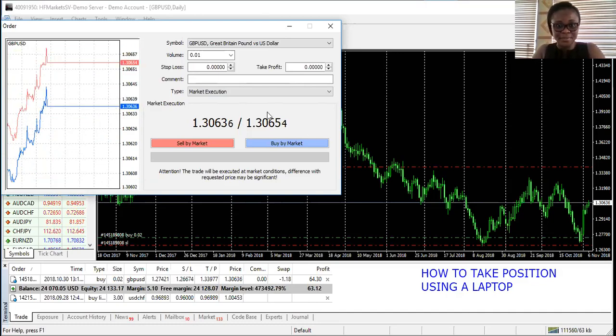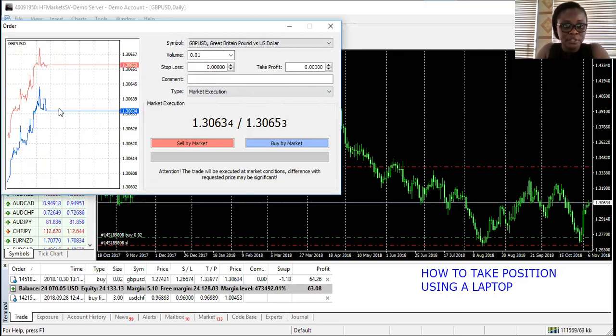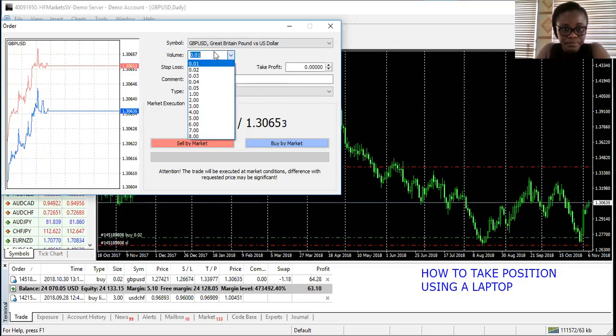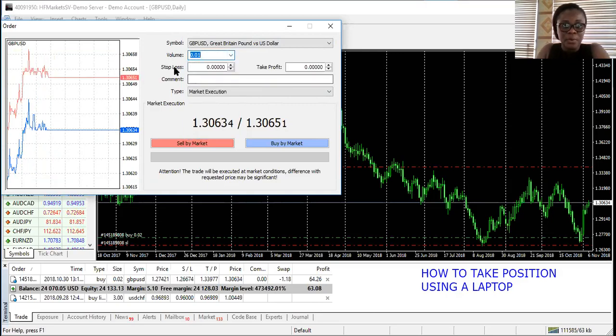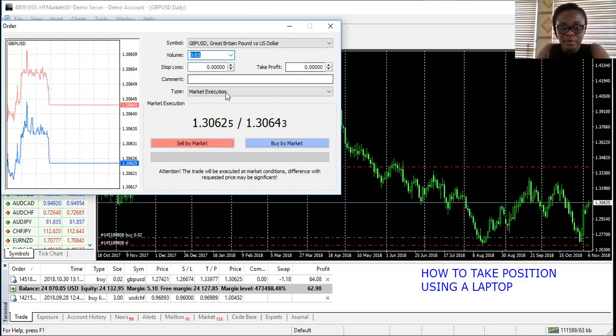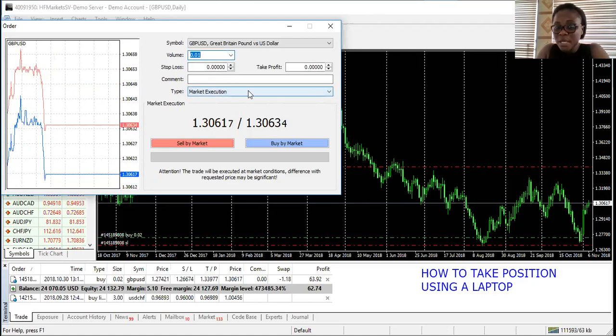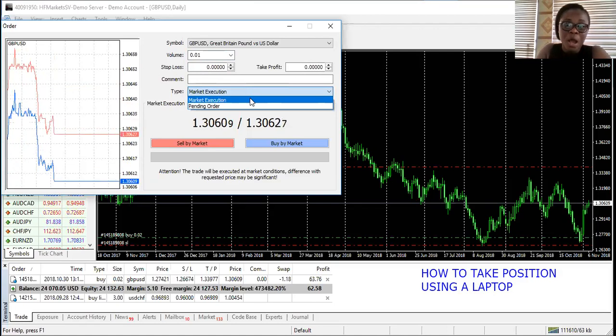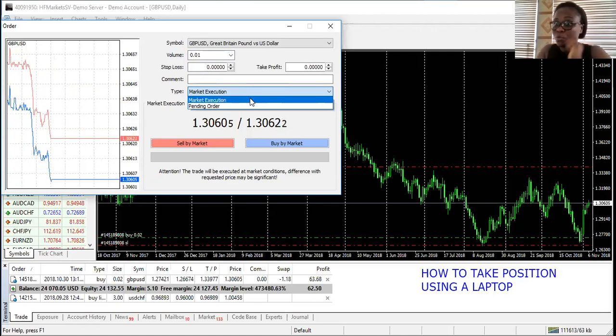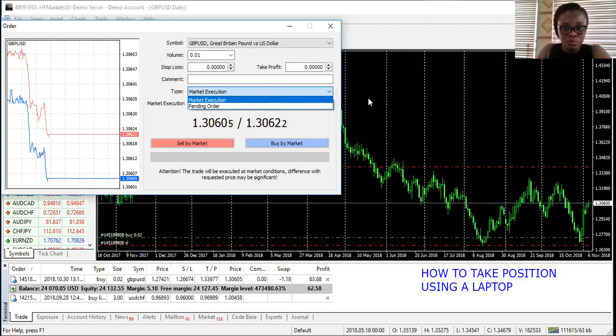So let's go back to what we are here to do. Here we have the symbol, the volume, the minimum lot size. We have the stop loss, the take profit, the comment, and the type, which is market execution or pending order. As I said, tomorrow we'll focus more on pending orders because people really find it difficult to know how to use buy limits, sell limits, and other orders. They don't really understand how it works, so tomorrow our focus will be on that.